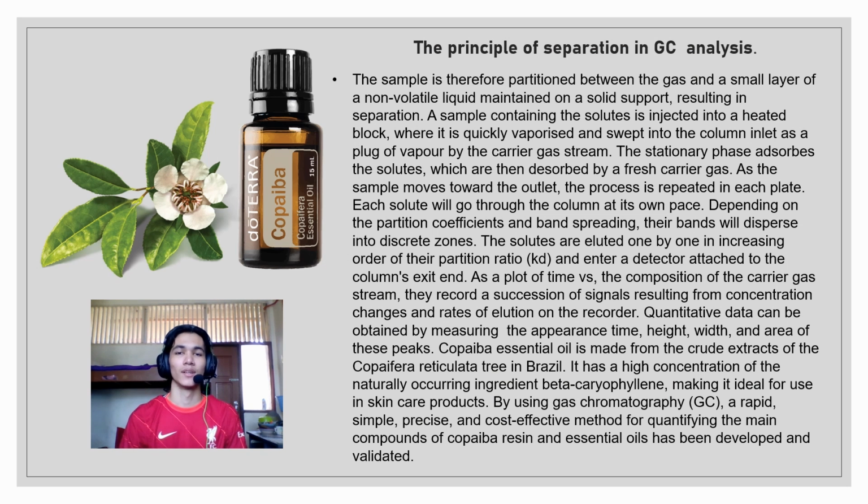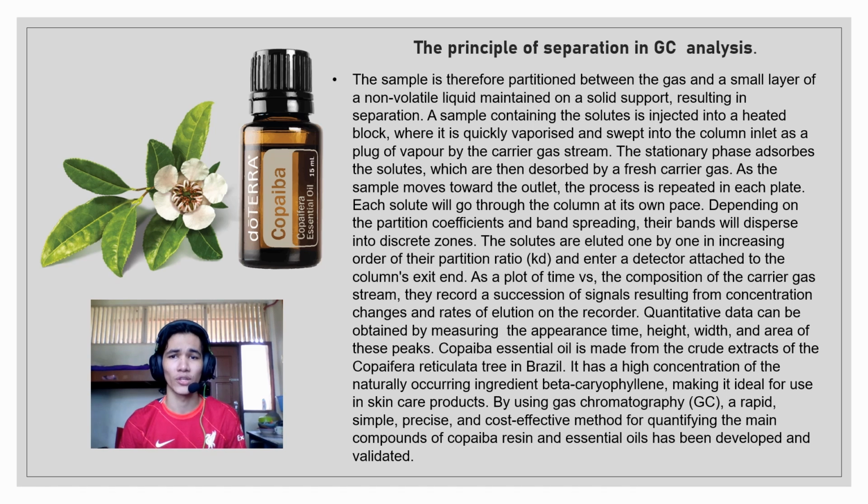Introduction. The principle of separation in gas chromatography analysis. The sample is therefore partitioned between the gas and a small layer of a non-volatile liquid maintained on a solid support, resulting in separation. A sample containing the solutes is injected into a heated block, where it is quickly vaporized and swept into the column inlet as a plug of vapor by the carrier gas system. The stationary phase absorbs the solutes, which are then dissolved by a fresh carrier gas. As the sample moves towards the outlet, the process is repeated in each plate.